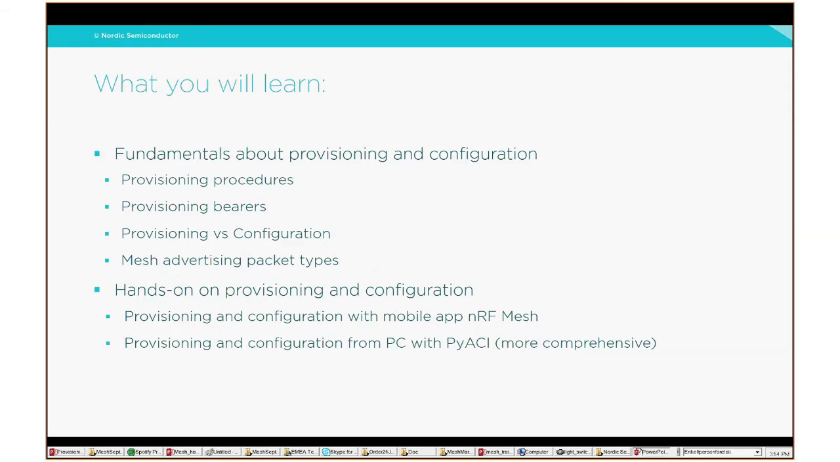provisioning to add a node into a mesh network, about two different types of provisioning bearer, which is advertising bearer and GATT bearer, and talk about the difference between provisioning and configuration, and also the different types of advertising packet, including normal mesh advertising, beacon advertising, or simply GATT connection advertising.